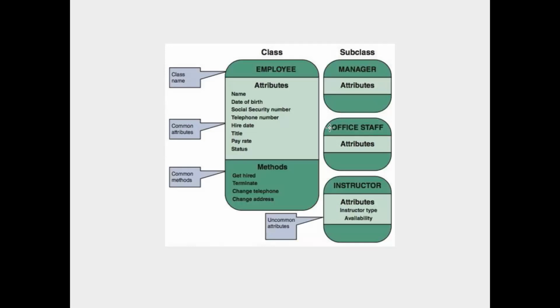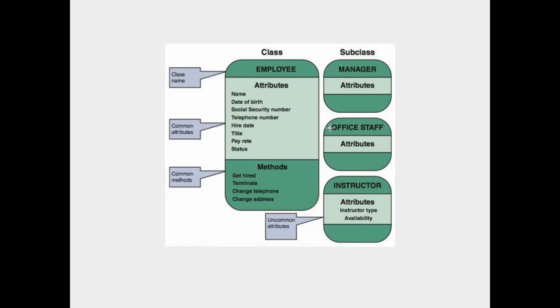Now let's look at another example. In this example, you can see we have employee. We have name, date of birth, social security number, telephone number, hire date, title, pay rate, and status. Now these are common attributes. These are common for the subclasses like manager, office staff, and instructor.